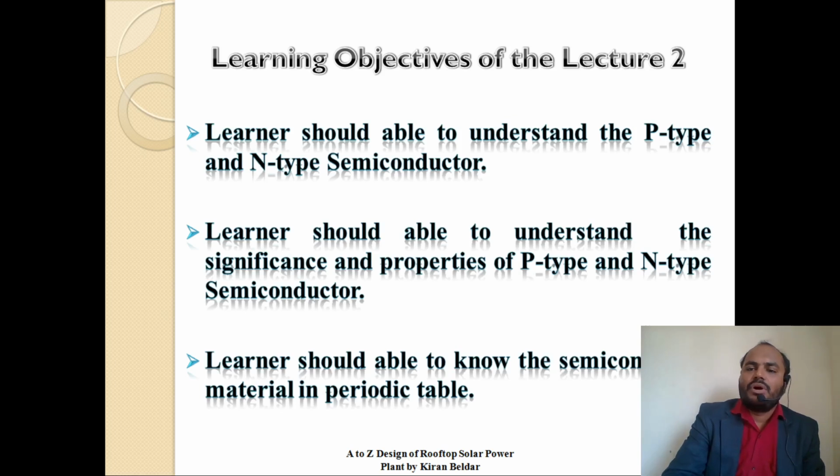Learning objectives of lecture number 2. Learners should be able to understand the p-type and n-type of semiconductor material. Learners should be able to understand the significance and properties of p-type and n-type semiconductors. Learners should be able to know the semiconductor materials in the periodic table.